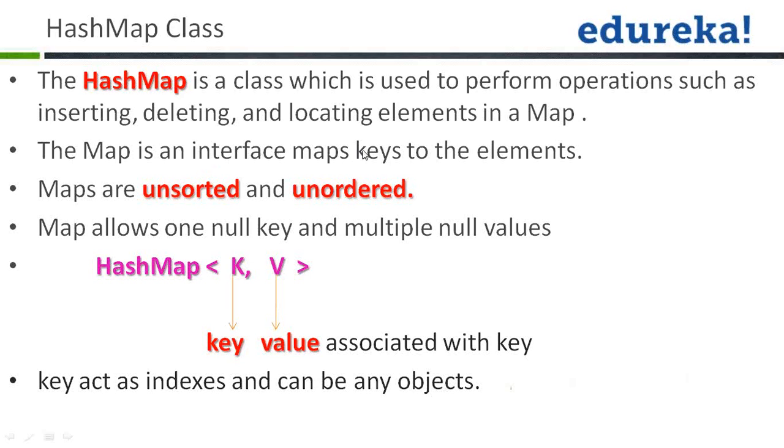So the map is an interface mapping keys to the elements. Maps are unsorted and unordered. Map allows one null key and multiple null values. As I told you, the values are stored in a format that is key and value. One key could be null in the entire hash map, and there could be multiple values that could be null in the entire hash map. So remember this, keys act as indices and can be any objects as well. So this was the overview of a hash map.